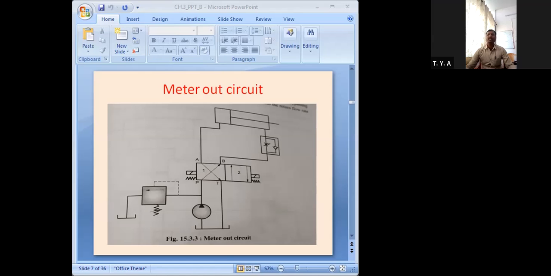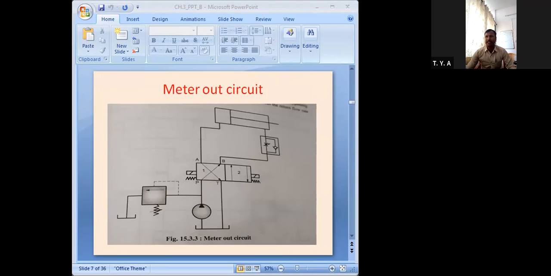So this figure illustrates the meter out circuit. The purpose is the same, to control the speed of this hydraulic cylinder. This is again a double acting cylinder, and in this meter out circuit type, the flow control valve is located in the outlet line, that means this one, the outlet line of the hydraulic cylinder. Getting it? Again we have the pressure relief valve.